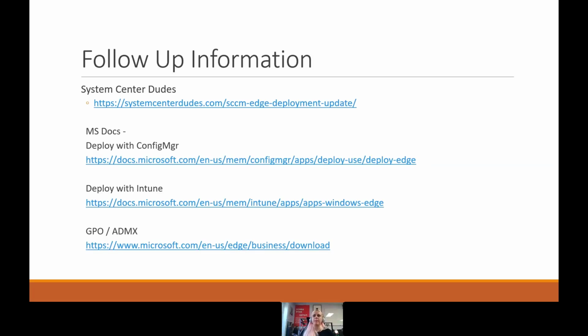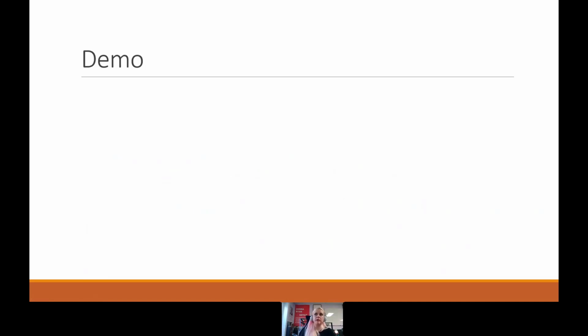Last relevant slide. A couple of weeks ago, System Center Dudes released a blog post that covered like 90% of what I'm covering here. So for follow-up, if you need some walkthrough guides down the road, absolutely look at that guide. It's top-notch. From the Microsoft Docs, there's a link on how to deploy it with Configuration Manager, some of the ins and outs that we're going to be covering. And there's a link in there to how to deploy it with Intune. I also threw in the link for the ADMX templates for Edge that you can download and add into your group policy management process. And with that, that's what we're going to be covering.